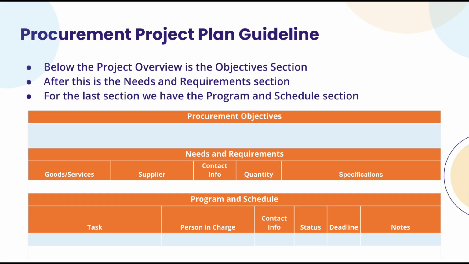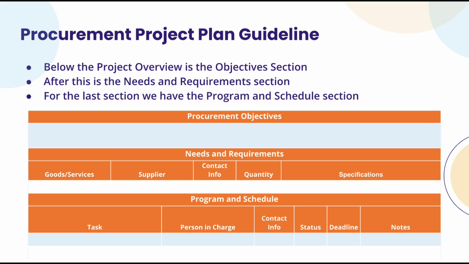Below the project overview is the objective section, and after this is the needs and requirements section where you fill up what goods and services are needed for the project, who the suppliers for those goods and services are, and their contact information, along with the quantity and specifications of the goods and services needed.